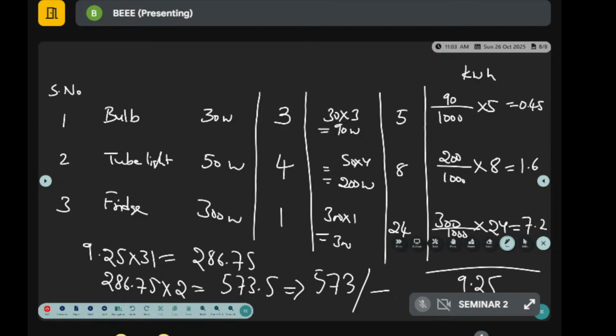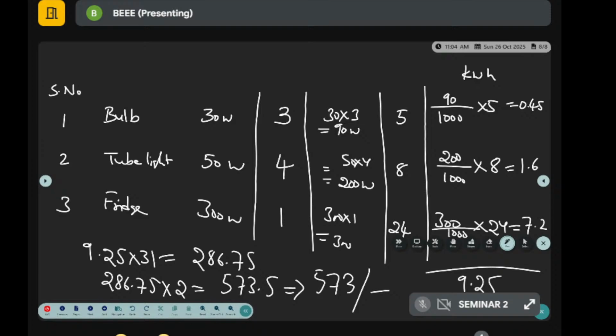Do you understand? As the number of hours of utilization of individual equipment increases, the wattage consumed increases. An increase in wattage is nothing but an increase in the number of units. And if the number of units increases, your electrical bill will be higher.